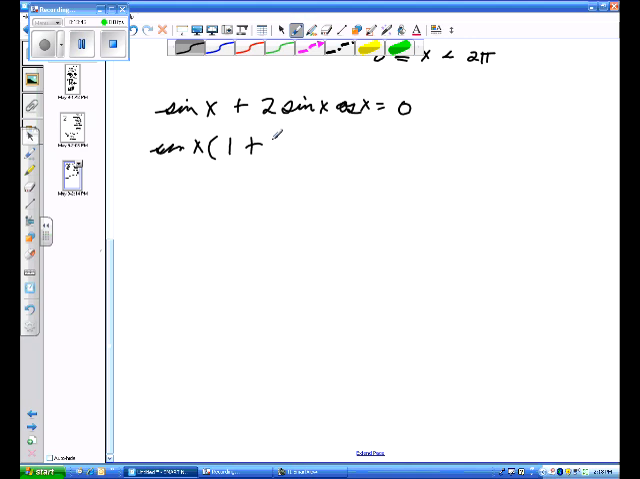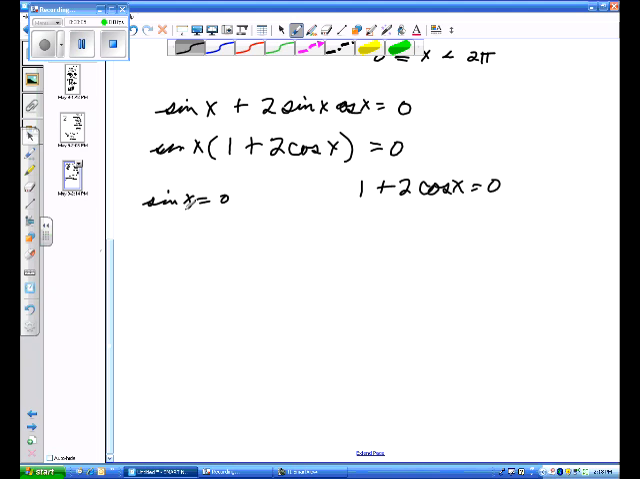Sine x times 1 is sine x. Sine x times 2 cosine x would be 2 sine x cosine x. Now we set each factor equal to 0. So sine x equals 0, or 1 plus 2 cosine x equals 0.